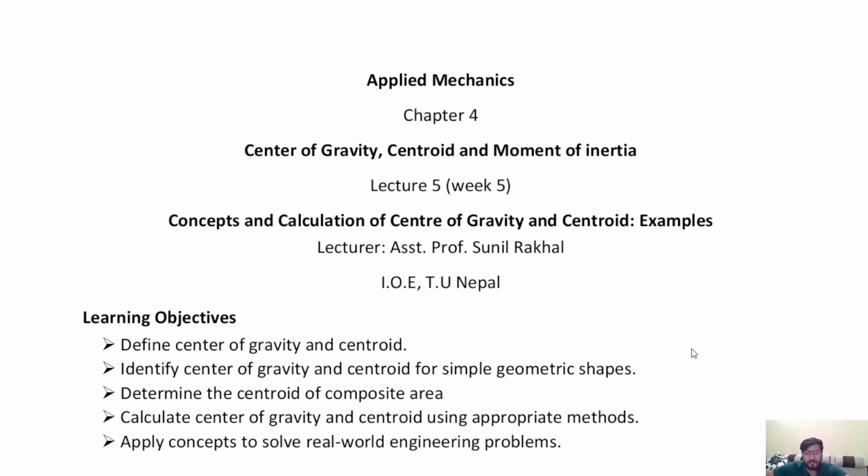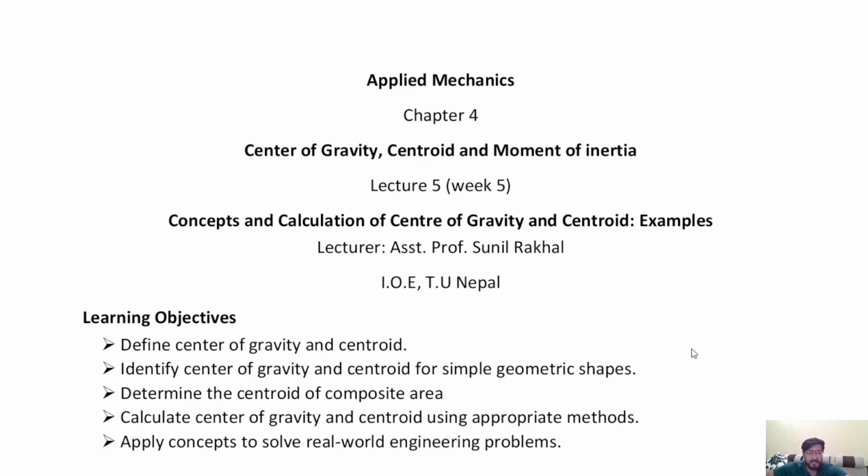Students should be able to determine the centroid of a composite area. Students will develop proficiency in calculating the centroid using appropriate mathematical techniques, such as integration for irregular shapes or geometrical formulas for regular shapes. Students will be able to apply the concept of center of gravity and centroid to solve real world engineering problems such as determining the stability of structures, designing mechanical systems, or analyzing the balance of objects.